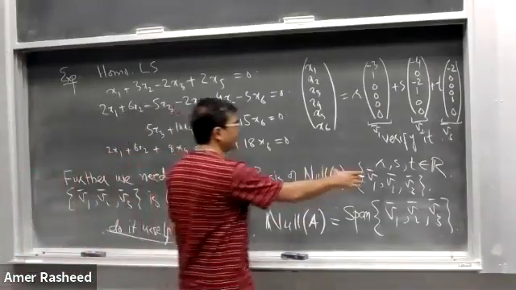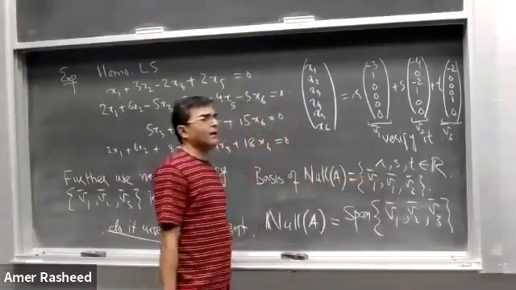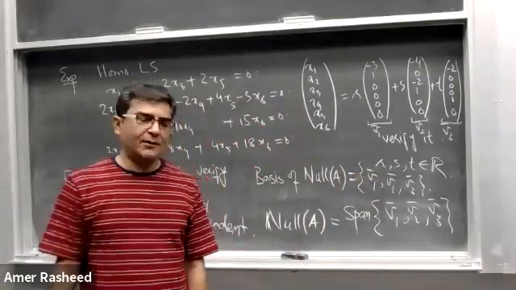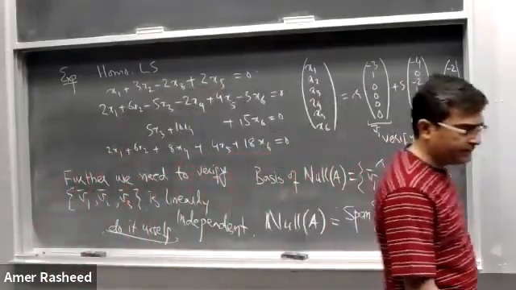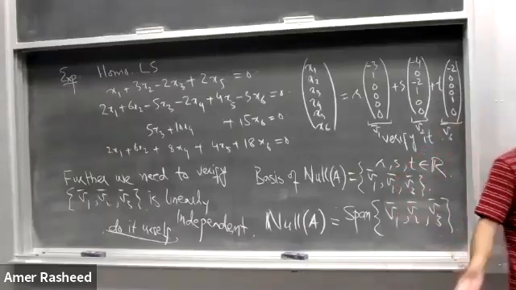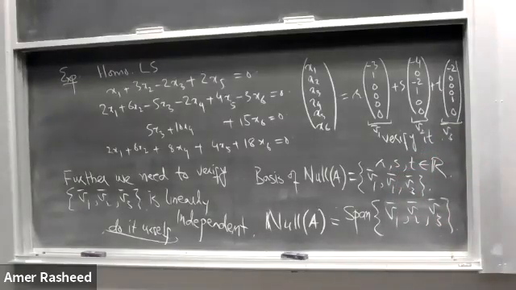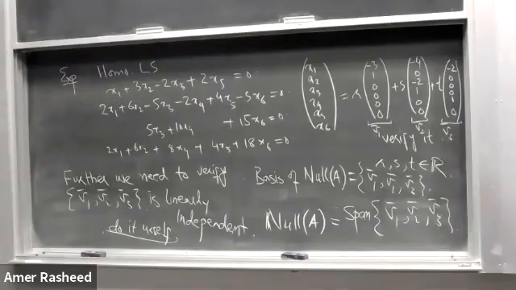If this is the basis set of a null space, then what would be the dimension of the null space? Anyone? I told you what a dimension is in the previous lecture. Anyone tell me? So 3. Why is it 3?